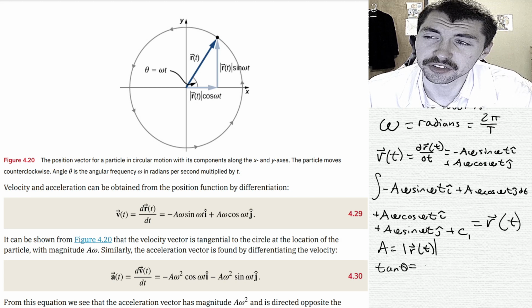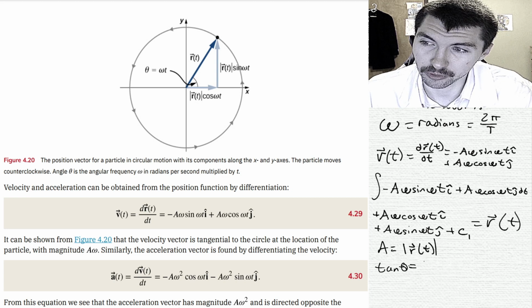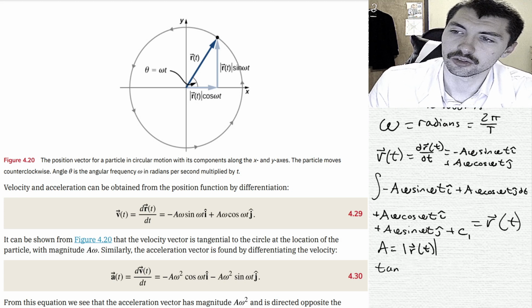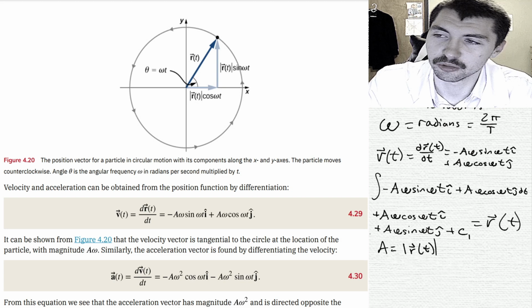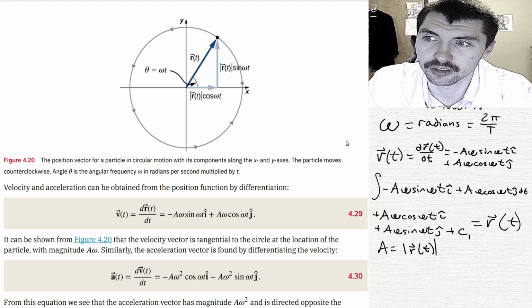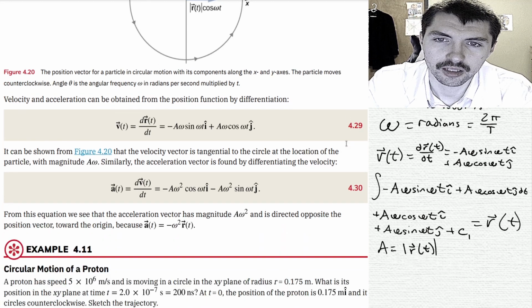I'm kind of getting sidetracked by the book. Hope you don't mind. So tangent theta is opposite over adjacent. I was going to change theta to omega t, so it'd be tangent of omega t. But I think we should get back on track.